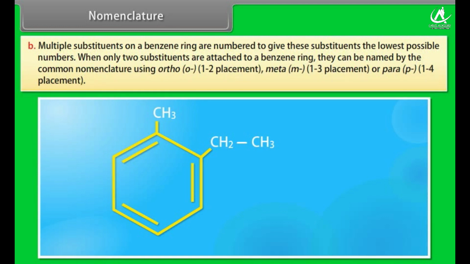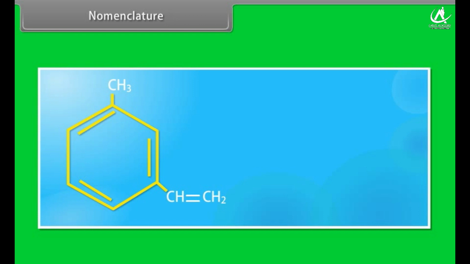Given compound is 1-ethyl-2-methylbenzene, o-methylethylbenzene. Can you name the given compound? It is 1-ethyl-3-methylbenzene, m-methylethylbenzene.